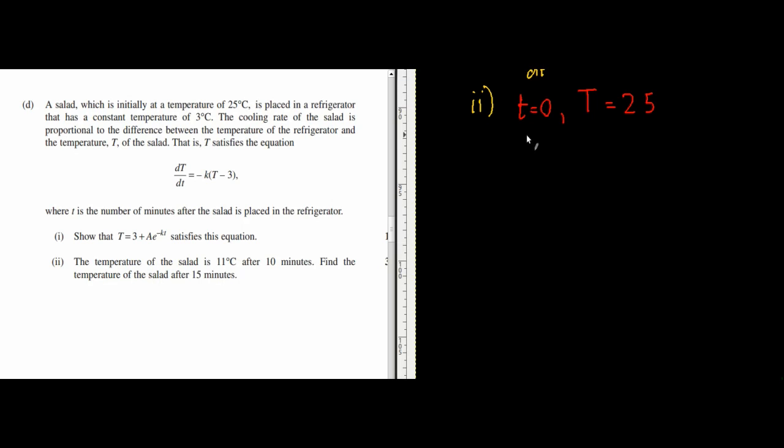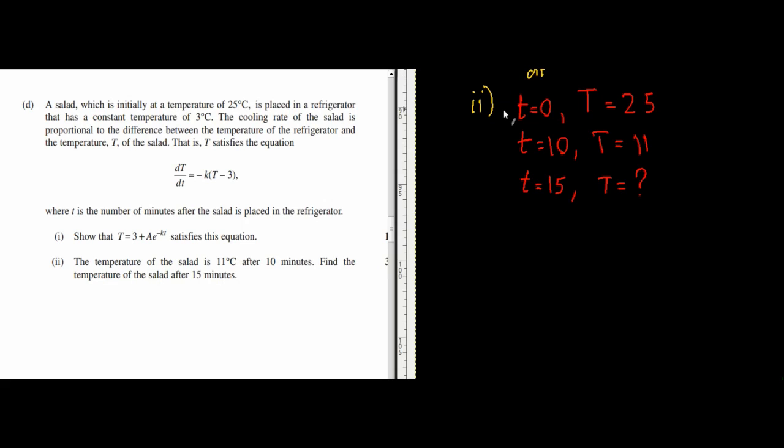They tell you that in 10 minutes it cools down to 11 degrees. And what they're asking you is, in 15 minutes what would the temperature be? So what is the temperature in 15 minutes? All right, let's get started.